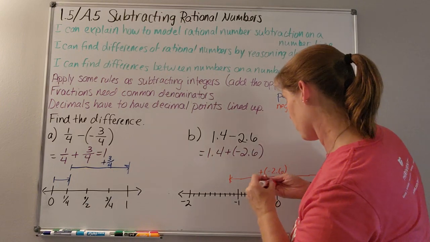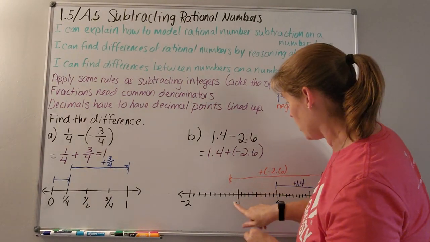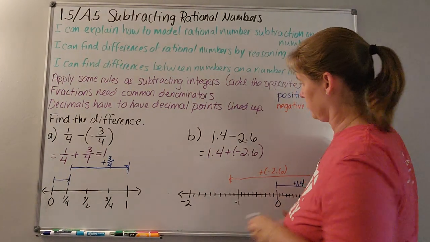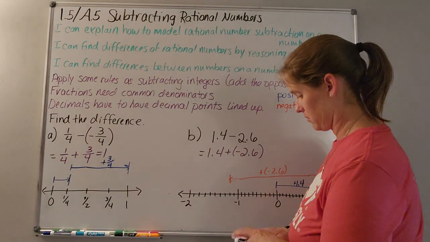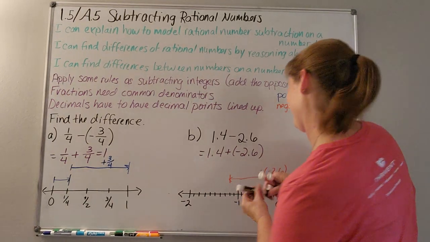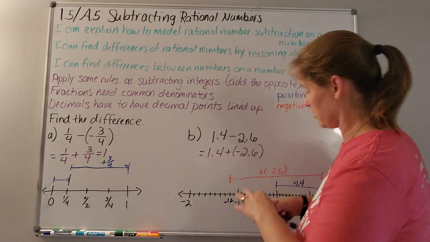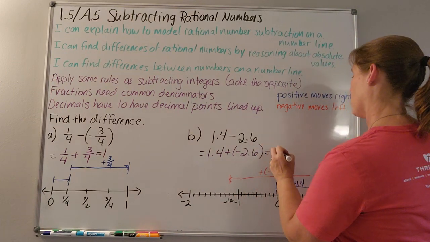And where did we end up? Well, that looks like -1.2, which I'm going to write in, and then we'll write as the answer. Just got to find the right color marker. There we go. So our answer is -1.2.